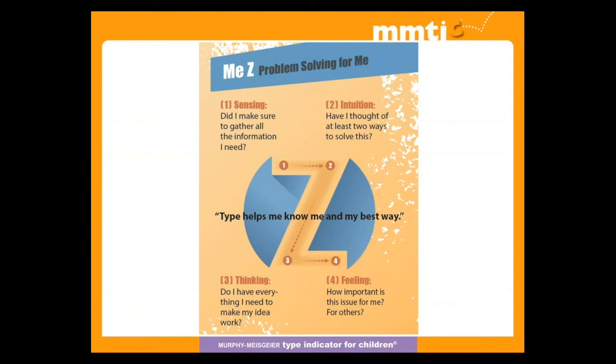Thanks, Elizabeth. That's good. We're going to have one more question from Greg since we're almost to the end. Greg, go ahead. For the Z model, I was wondering whether, if more from the type dynamics approach, does that change the way we utilize a Z? For example, if a child is extroverted sensing, do we use the same process with introverted sensing?